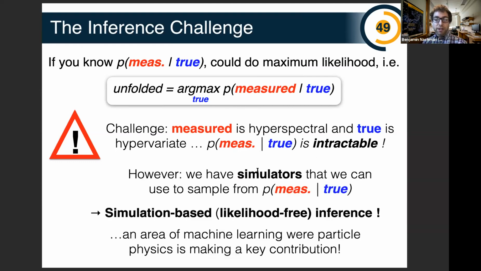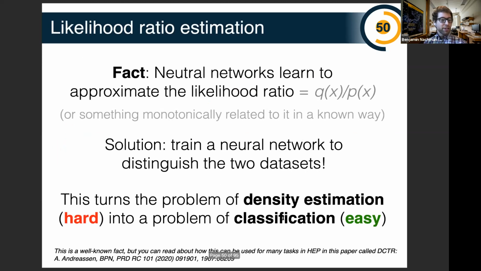However, we have simulators that we can use to sample from P of measured given true. And often these simulators are not differentiable, but they still allow us to sample. And this has led to a lot of interesting innovations in what some people call simulation-based, or a bit broader term, likelihood-free inference. I think this is an area where particle physics is making an important contribution to machine learning. So let me just give you one example of likelihood-free inference, and there are others.